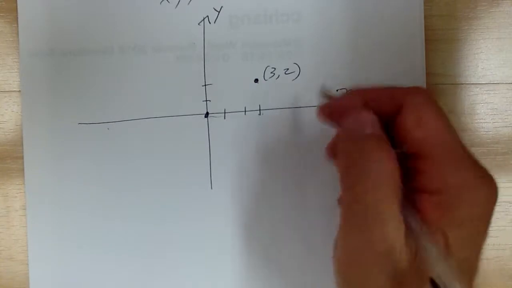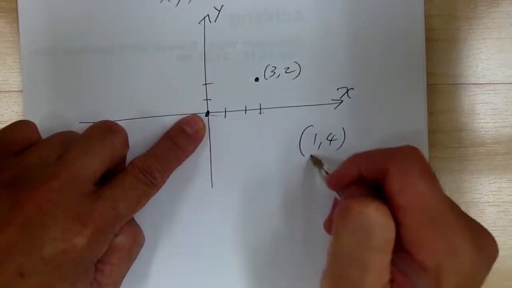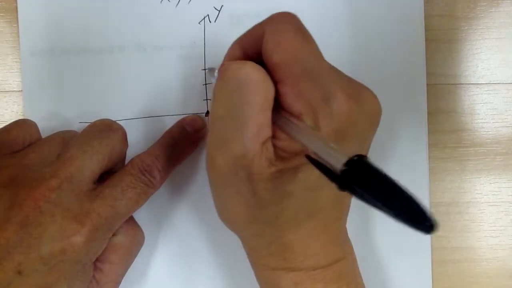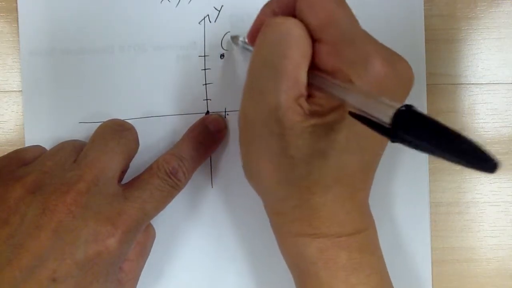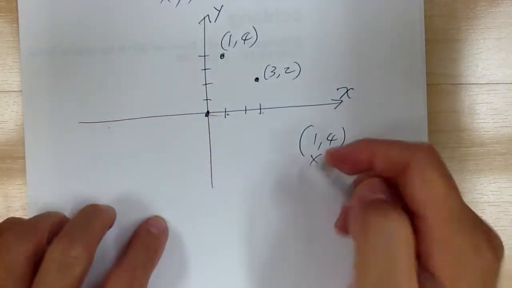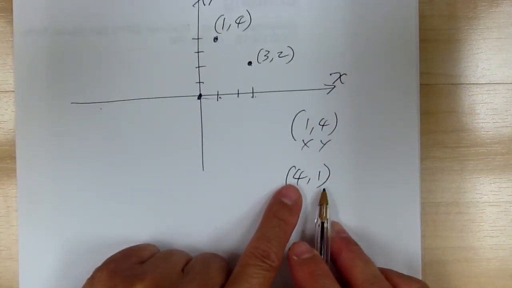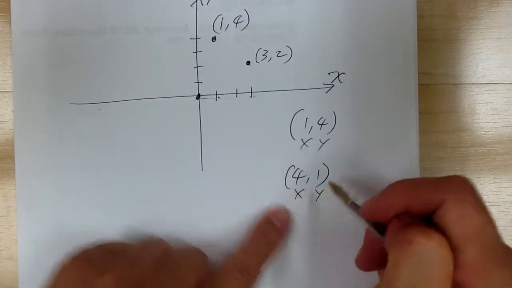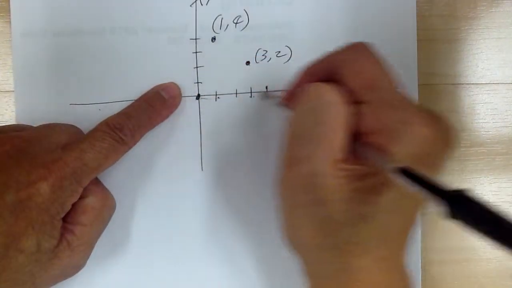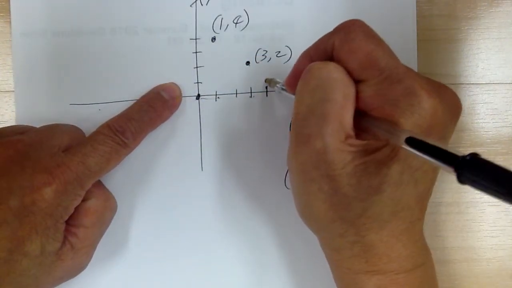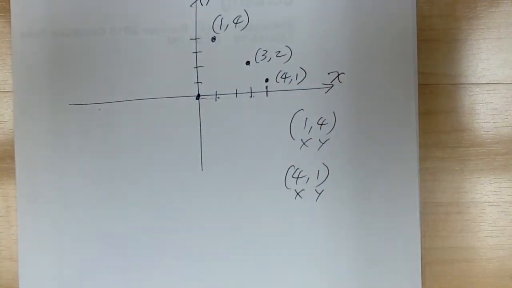Now, let's say you're going to graph the point 1, 4. That means you go 1 in the x direction, 4 in the y direction. So this would be 1, 4. Now, if you were to graph 4, 1, you have to pay attention to the order, right? So this tells you that you have to go 4 in the x direction and go 1 in the y direction. This would be 4, 1. Okay, so that's how you graph a point.